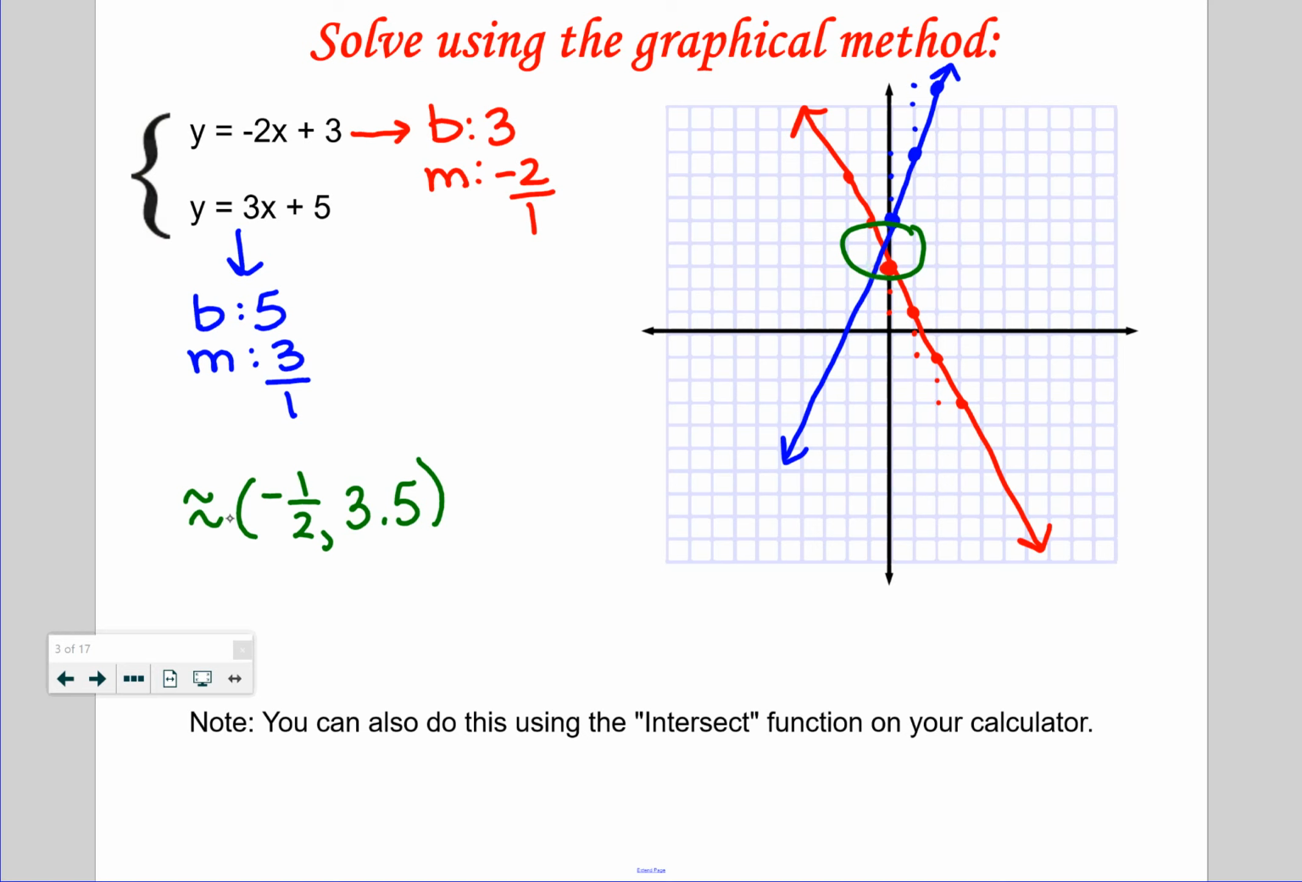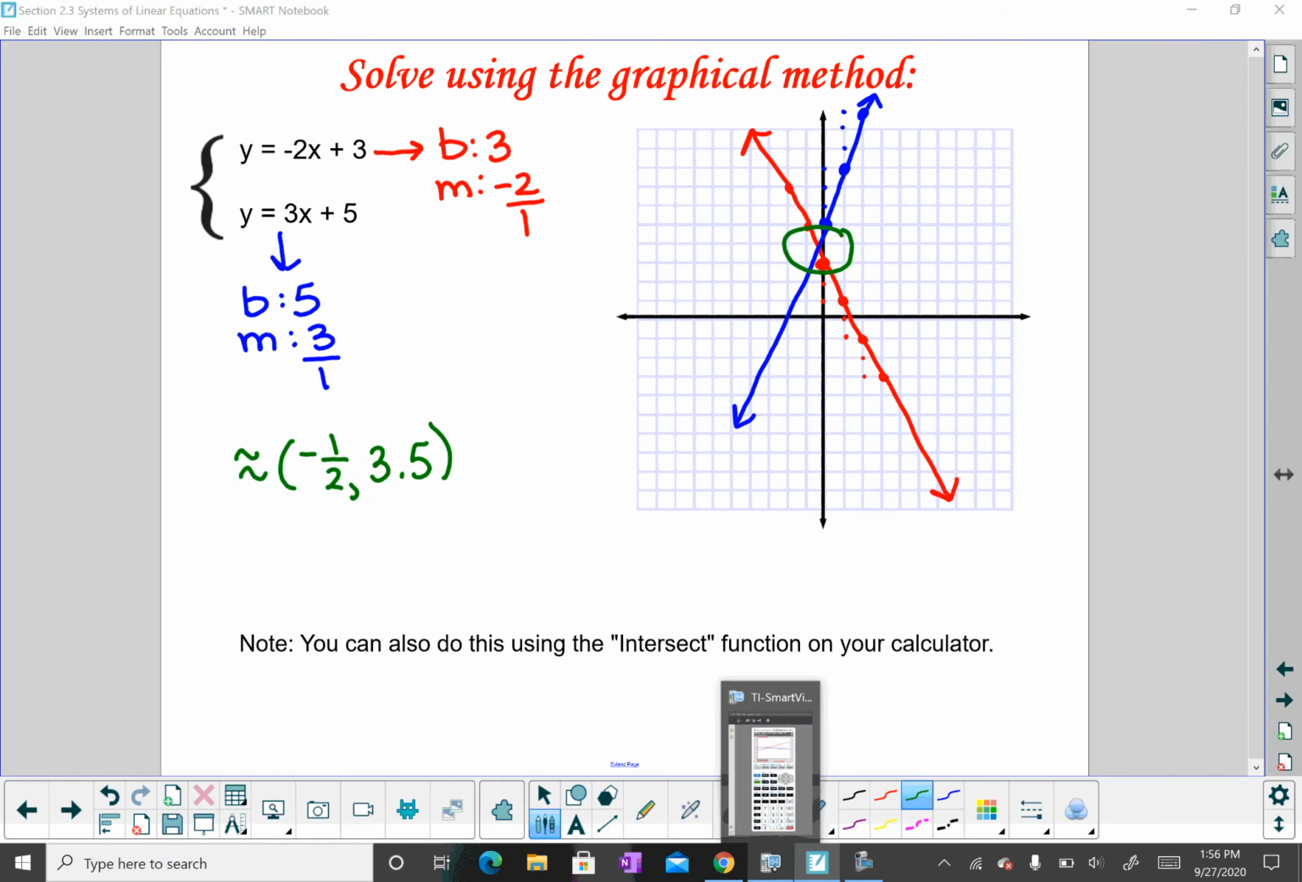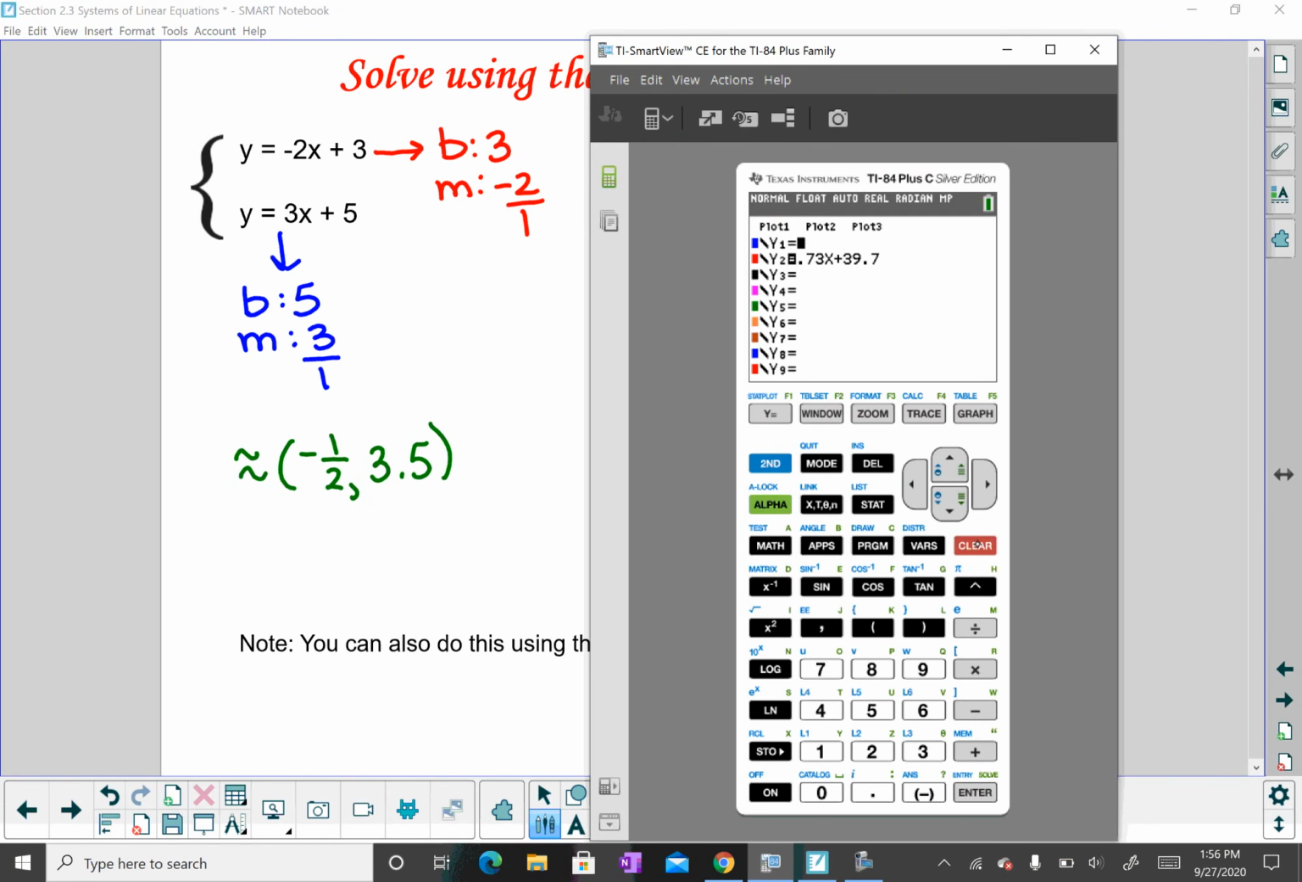If you want to get an exact answer using the graphical method, you use your graphing calculator. So let me bring my calculator up here. Okay. So the first thing that we're going to do is go to y equals, and clear out any equations that are in there. You also want to make sure your plot is off. You can see my plot at the top is off there. And we're just going to type our two equations in. My first equation is y equals negative 2x plus 3, and my second equation is y equals 3x plus 5.